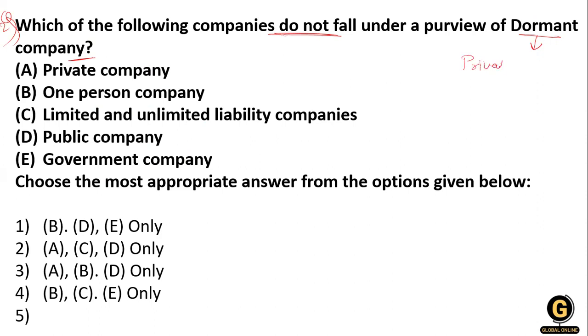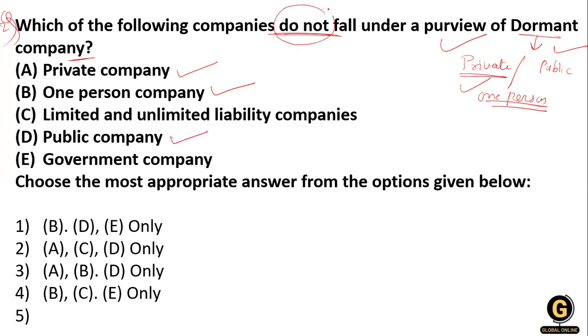So the dormant company is either a private company, or a public company, or a one person company. Okay, so the option number one, private company, is a dormant company. Yes, this comes under the dormant company. Then the one person company comes under the dormant company, and the public company comes under the dormant company.